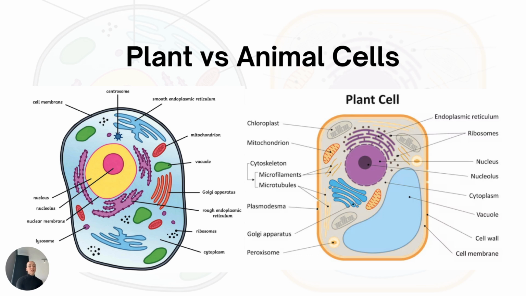The nucleus, which is this circle in the middle of our plant and our animal cells, is like a manager's office, like the cell's brain. It controls what happens within the cell.